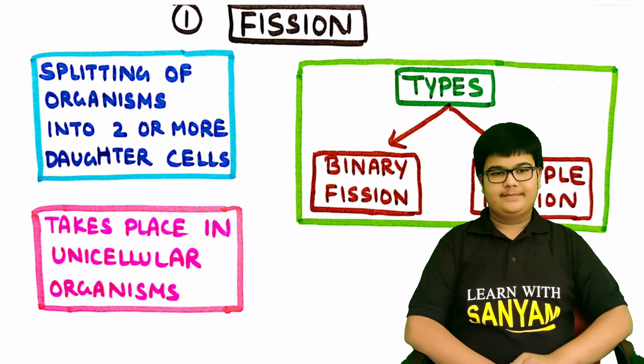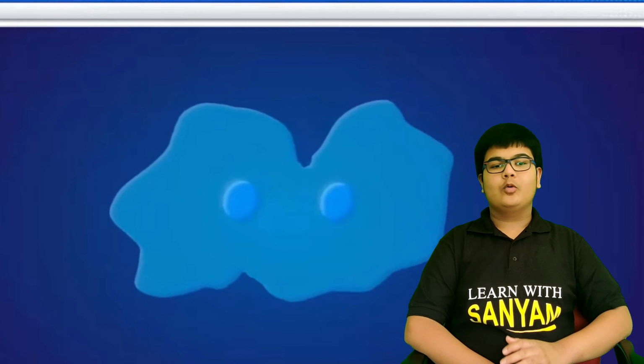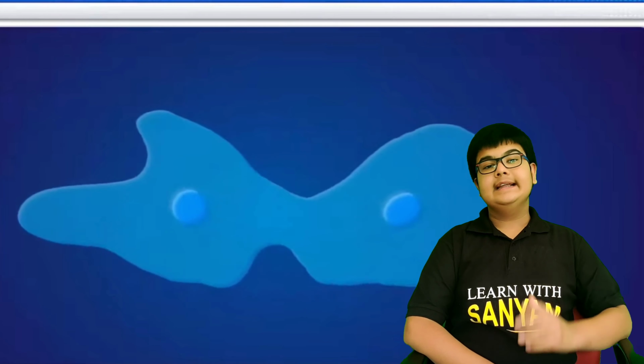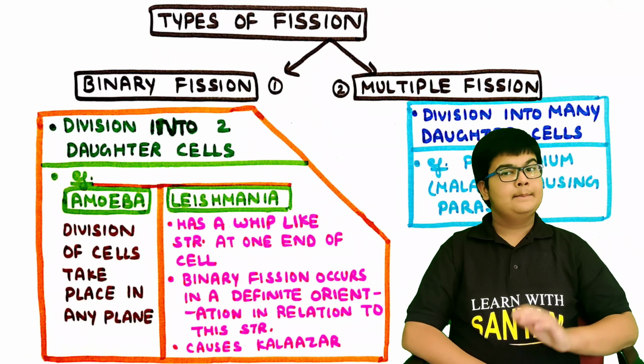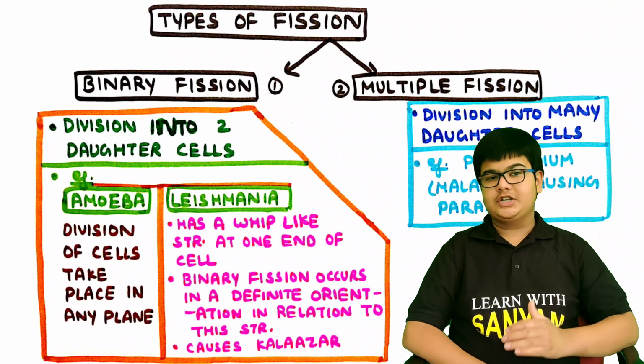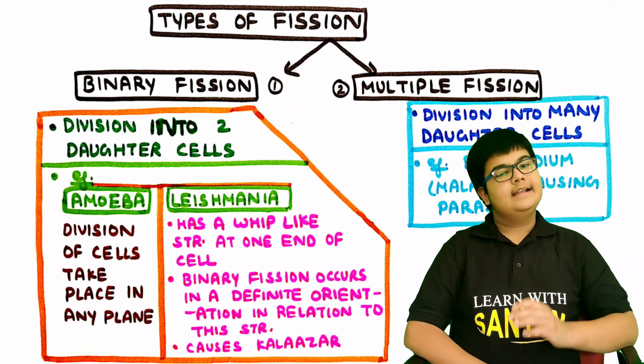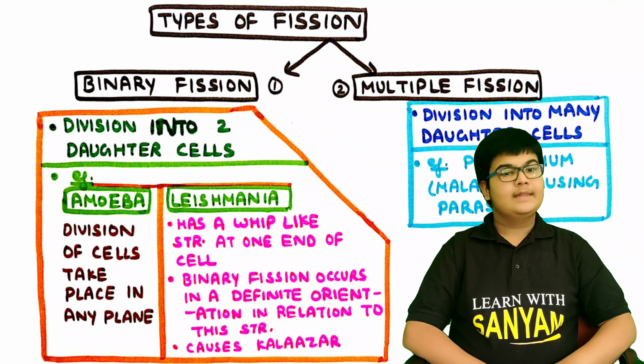First, fission. Fission is the splitting of organisms into 2 or more daughter cells. It usually takes place in unicellular organisms. Fission is of 2 types: binary fission and multiple fission. Binary fission is the division of the parent cell into 2 daughter cells.